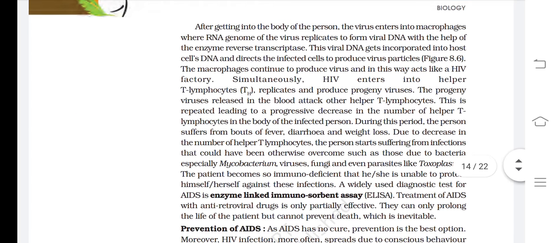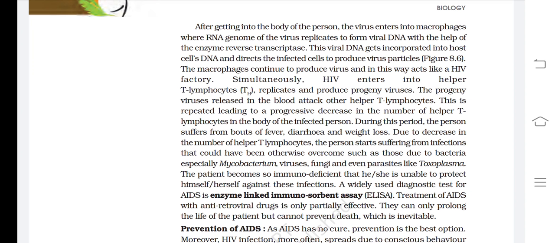After getting into the body of the person, the virus enters into macrophages where the RNA genome of the virus replicates to form viral DNA with the help of the enzyme reverse transcriptase. The viral DNA gets incorporated into the host cell's DNA and directs the infected cells to produce virus particles. The macrophages continue to produce virus and in this way act like an HIV factory.